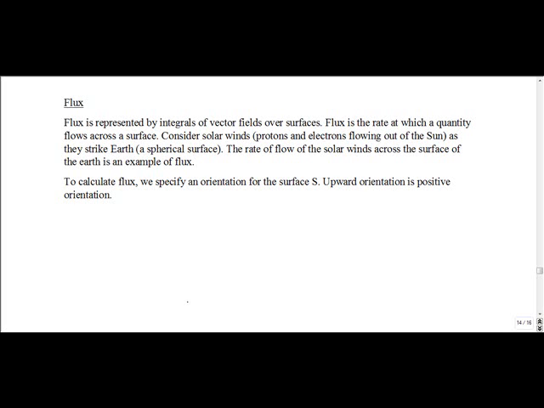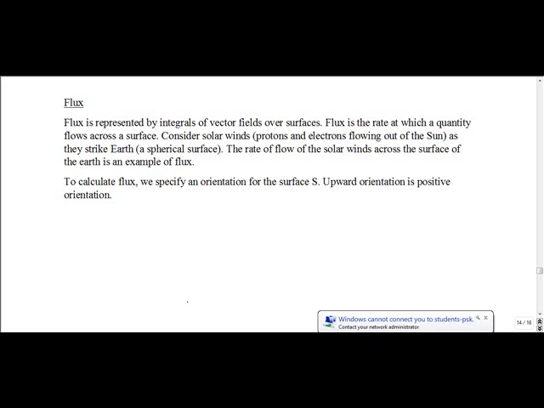Do you all do flux in physics? How do they describe flux? Magnetic field. Okay, so here is the rate at which a quantity flows across a surface. So I just gave an example. Consider solar winds, protons and electrons flowing out of the sun as they strike Earth, and Earth is the surface, it's a sphere. So the rate of flow of the winds across Earth is flux.